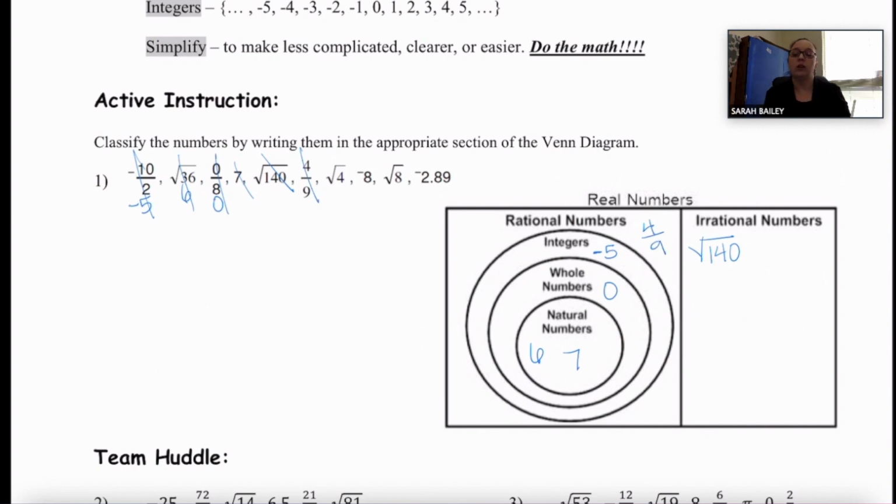Okay, let's do the next one. The square root of 4. Well, 4 is a perfect square, right? So, and its square root is 2. Okay, so is that irrational? No. Is the square root of 4, aka 2, rational? It must be. If it's not irrational, then it's rational. Is it an integer? Yes. Is it a whole number? Yes. Is it a natural number? Is it a number you'd count with? Yes. So the square root of 4 needs to go in this section.